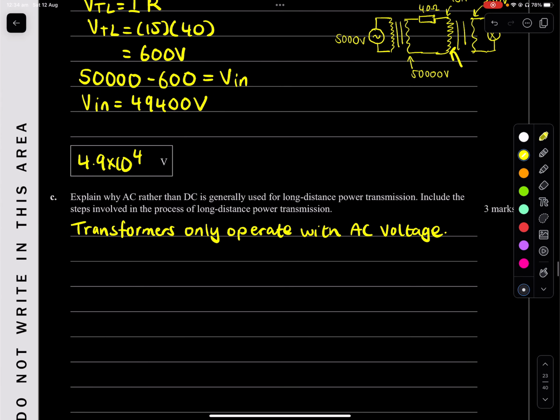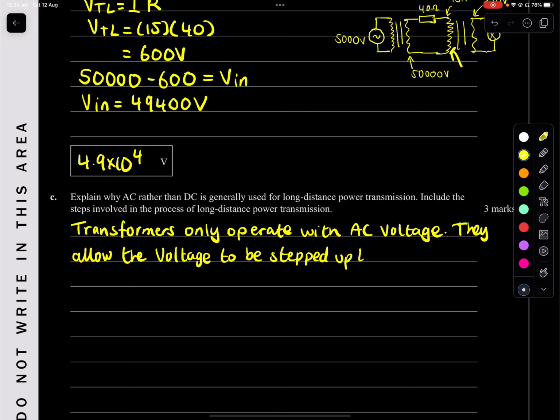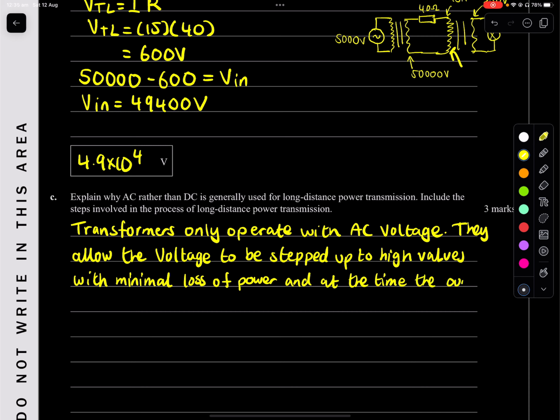And also we know they allow the voltage to be stepped up to high values with minimal loss of power, because they are ideal, and at the same time the output current is reduced by a similar ratio, which would make sense. I mean, it makes sense, absolutely.